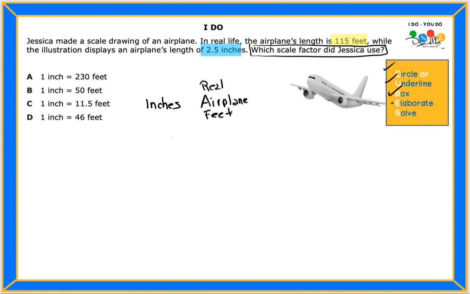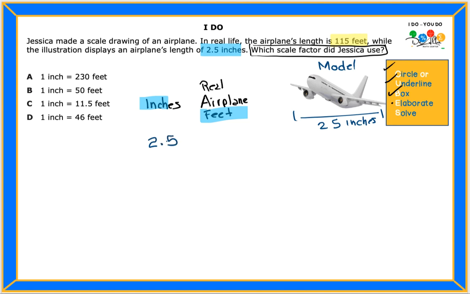Now, remember that here they said the illustration displays an airplane length of 2.5 inches. So we believe that is going to be the scale model, right? 2.5 inches. And this should be the model. Of course, it's not the real life. When we have inches, they are tiny units of measurement. So they should be here, 2.5.